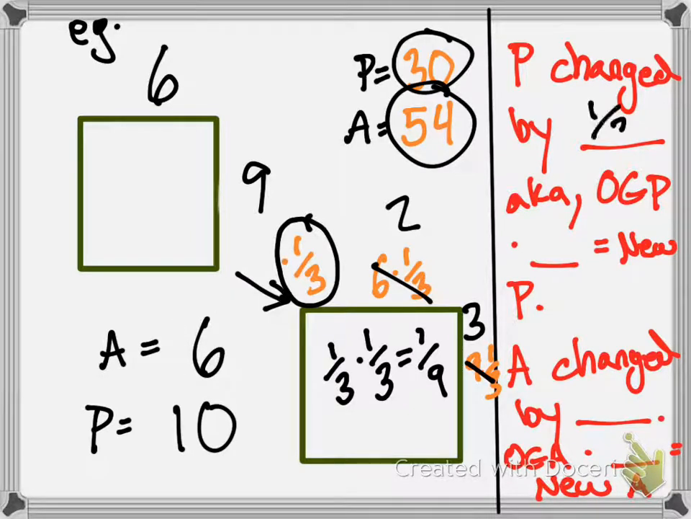So P changed by 1/3. So the OGP, which is the original perimeter, times 1/3 is our new perimeter. But the area changed by 1/9. It changed by 1/3 squared. So our OG area times 1/9 is our new area.